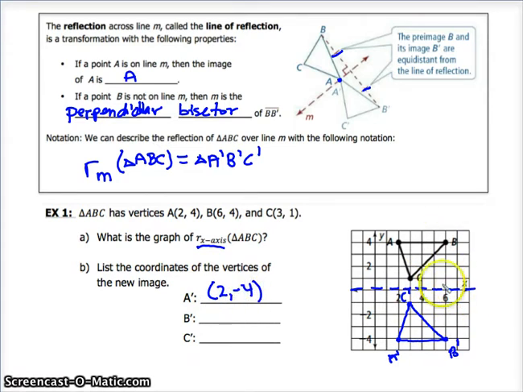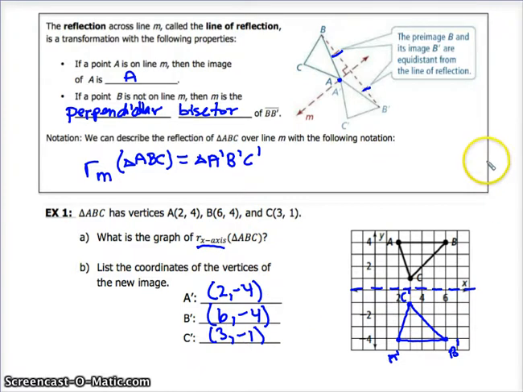B prime is at the point 6, negative 4. And then C prime is at the point 3, negative 1. Now take just a moment, look at the original points, and then look at my image points. What do you notice?